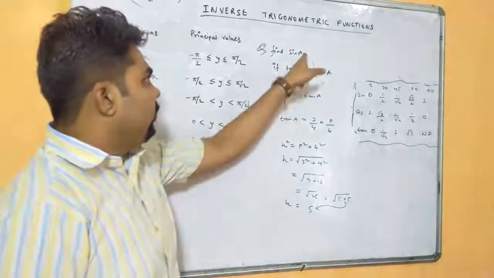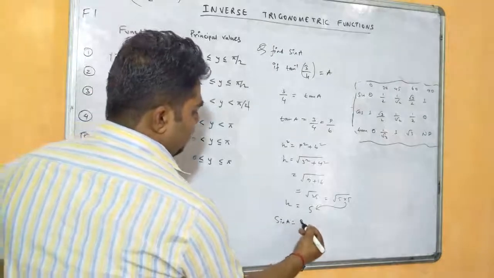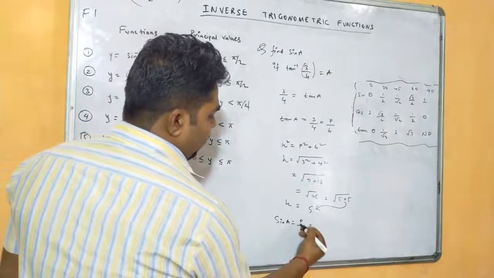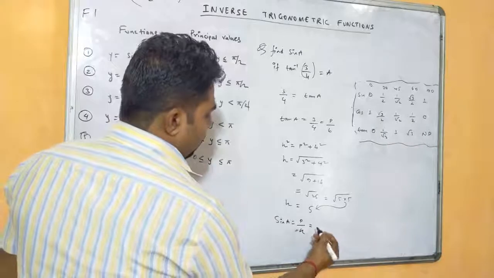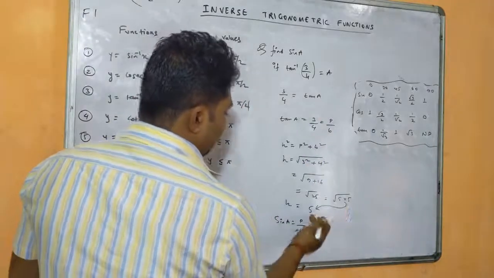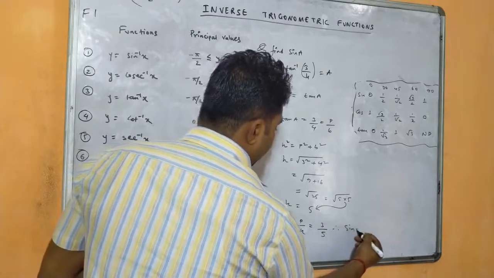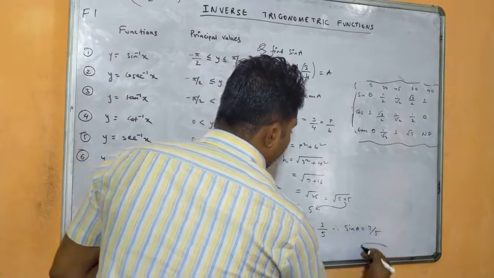So you see, we need to find here sin A. So sin A is P by H. Right? So what is P here? P we have 3 and H just now we have found, that is 5. Therefore sin A equals to 3 by 5. So this is our required answer.